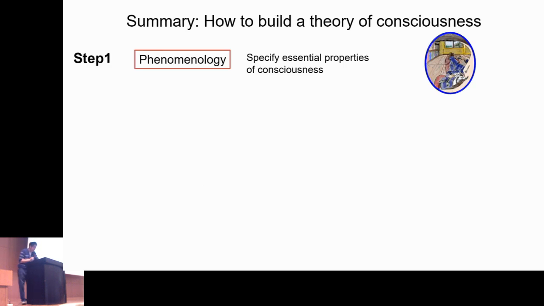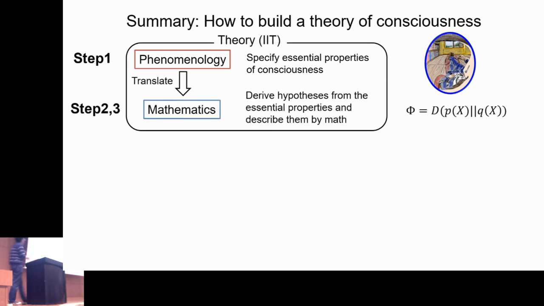So okay, this is the whole summary of how to build a theory of consciousness. As I said, step 0: first, we need to specify the problems to solve, and then from phenomenology, IIT specifies the essential properties of consciousness, and then derives the hypotheses from the essential properties and describes them by math. Math is really important to reduce or completely eliminate the ambiguity of the theory. So we can discuss uniquely or openly the meaning of the theory, what the theory means, based on mathematics.